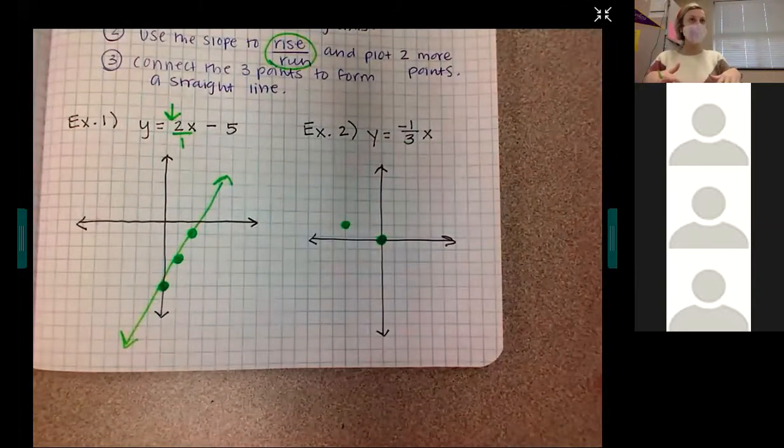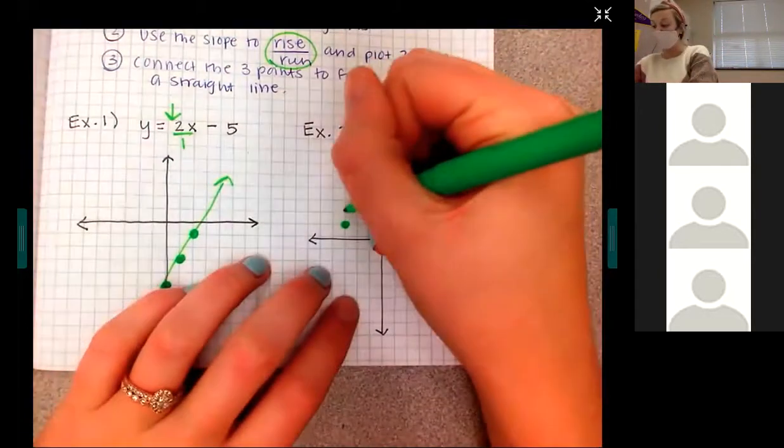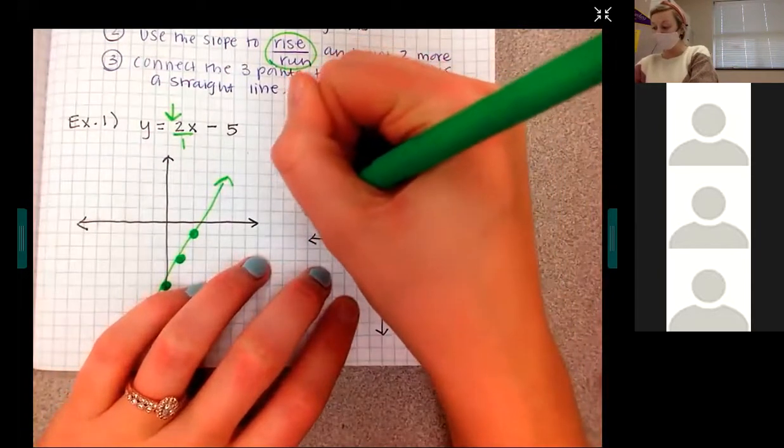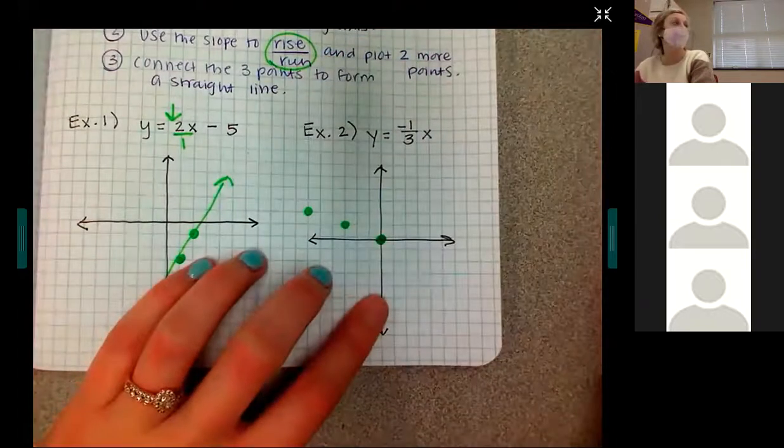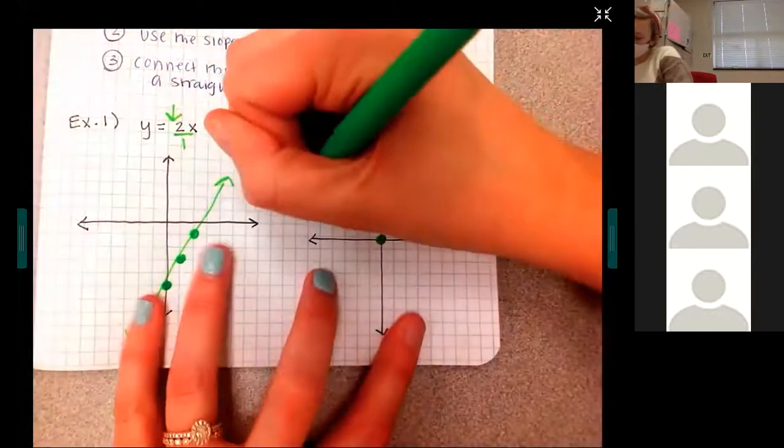Does that make sense? Up 1, left 3, because it's negative, it'll go to the left. Do it again. Up 1, left 3. And what are you guys going to do with those? Connect them. Fantastic.